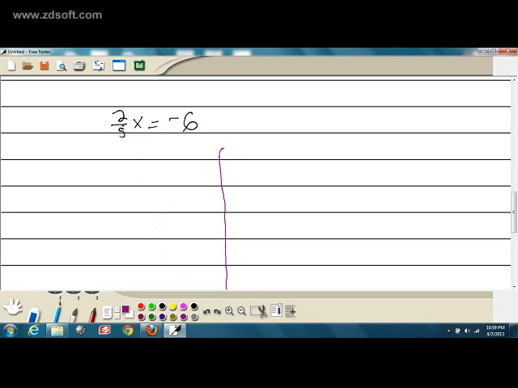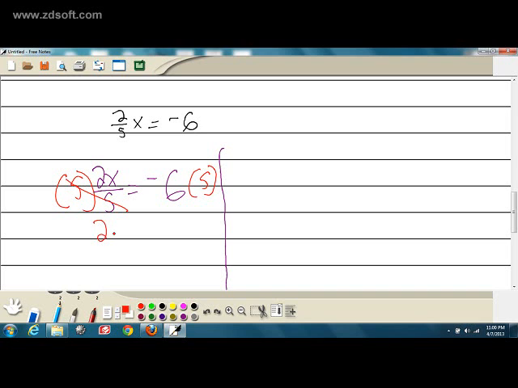So we have 2 divided by 5 times x. So let's say it's 2x divided by 5 is equal to negative 6. Alright. So again, what's the first thing that's happening to the x? Well, first we multiply by 2 and then we divide by 5. So the first thing we need to get rid of is the divide by 5. Well, what's the opposite of division? Multiplication. Good job. So we're going to multiply both sides by 5.